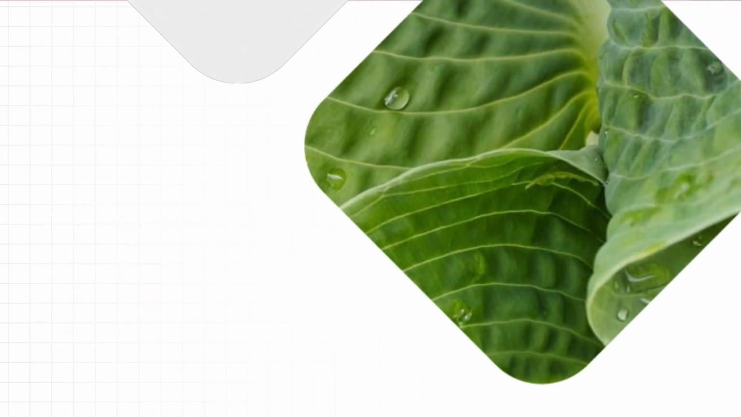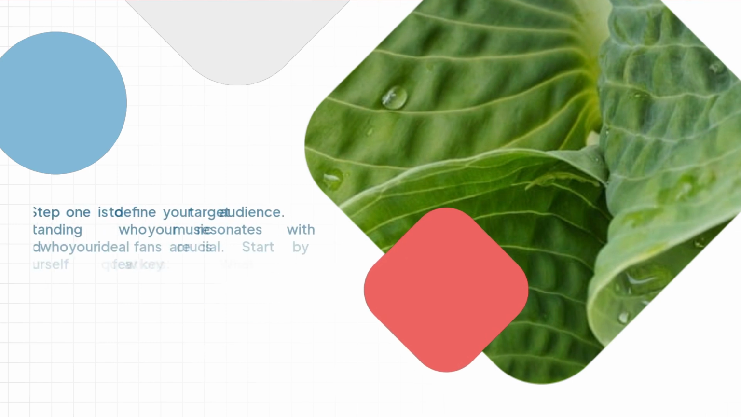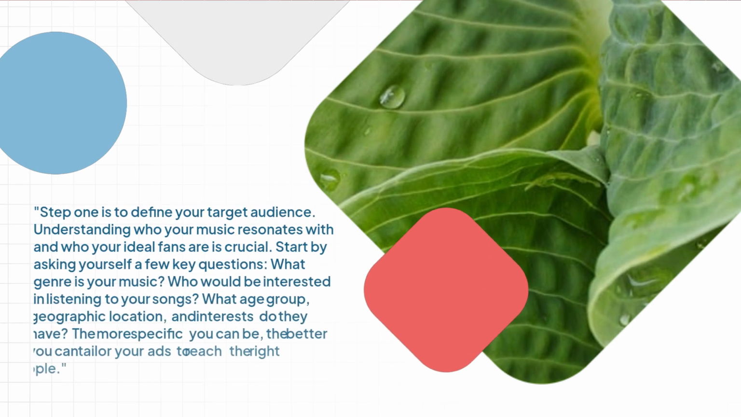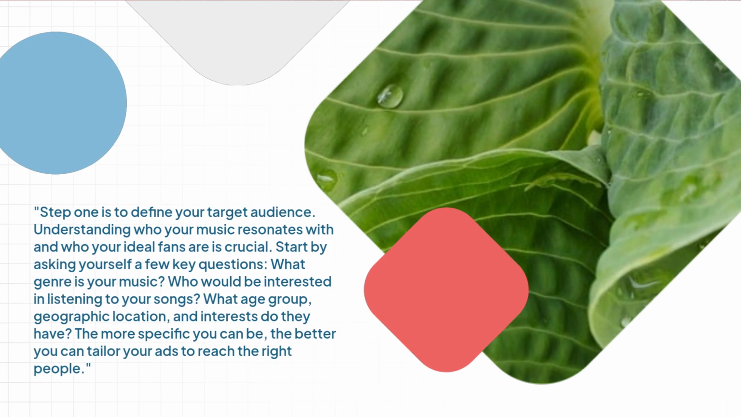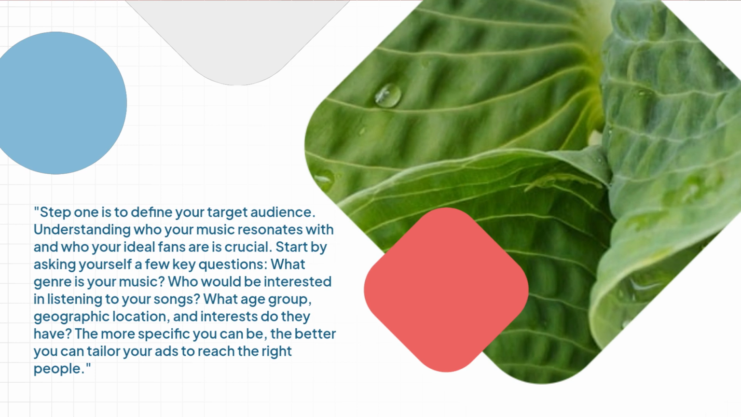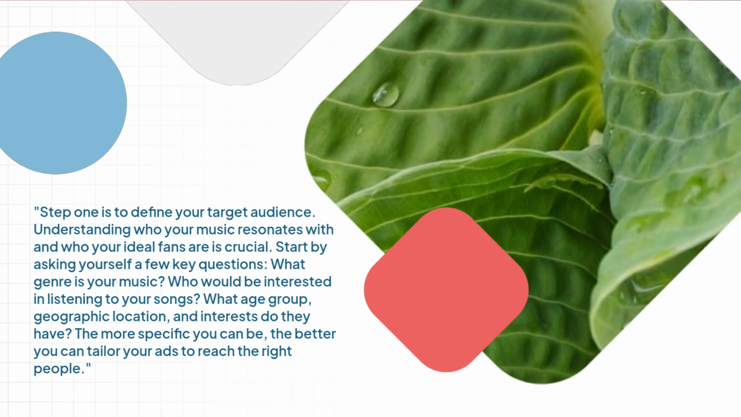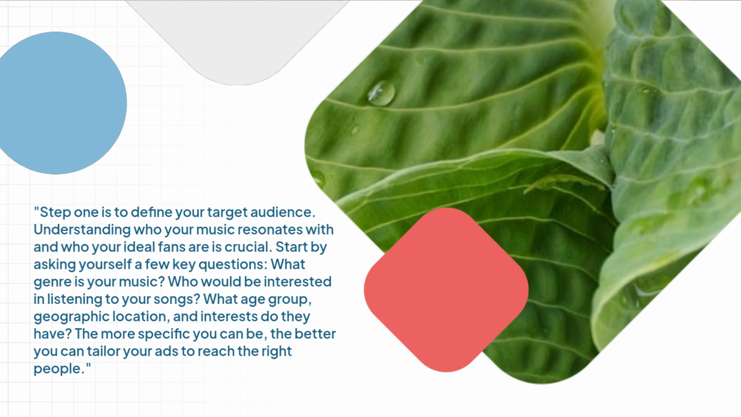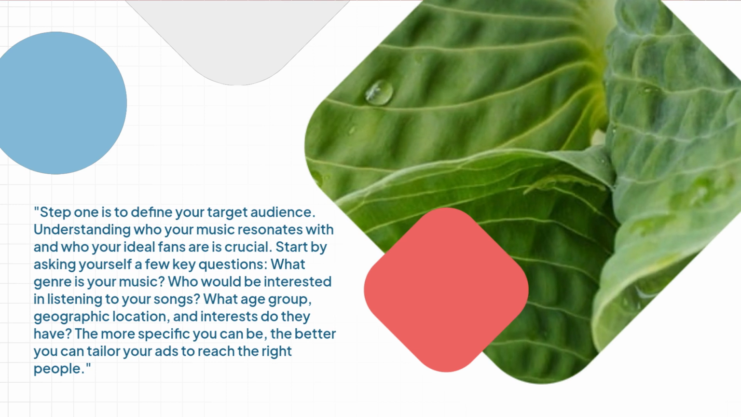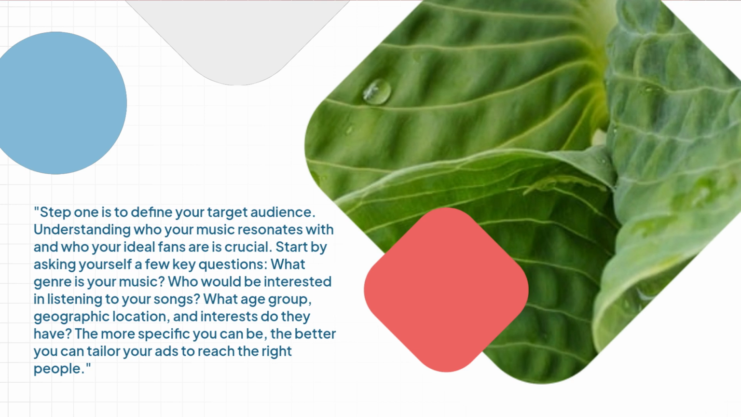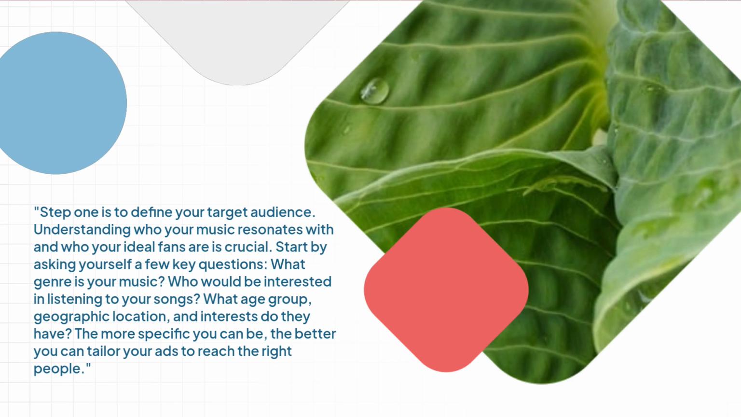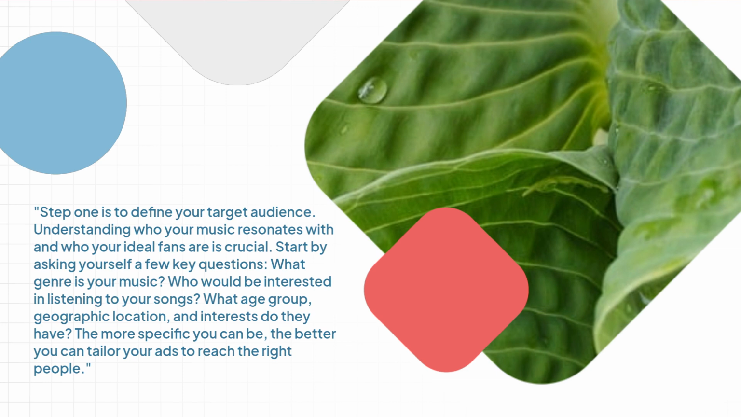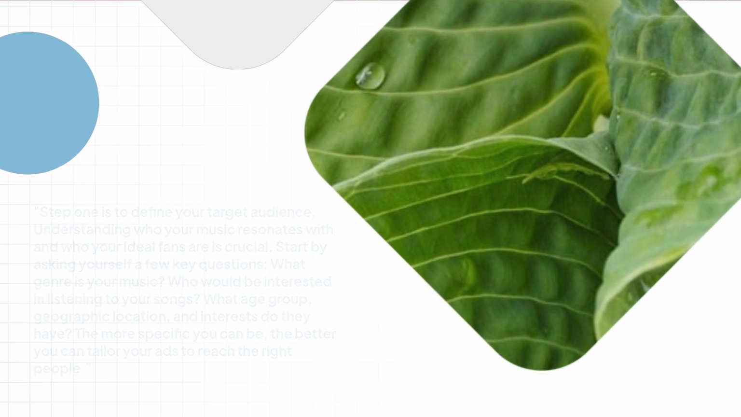Step 1 is to define your target audience. Understanding who your music resonates with and who your ideal fans are is crucial. Start by asking yourself a few key questions. What genre is your music? Who would be interested in listening to your songs? What age group, geographic location, and interests do they have? The more specific you can be, the better you can tailor your ads to reach the right people.